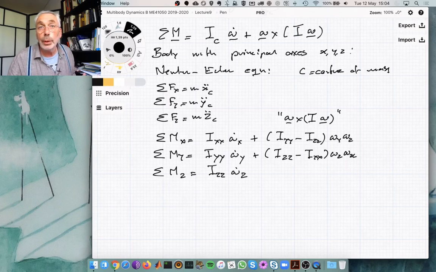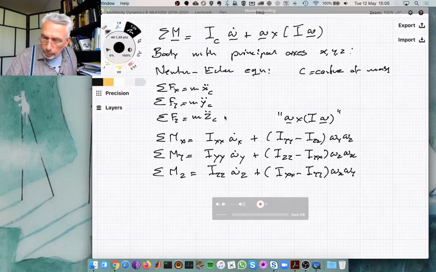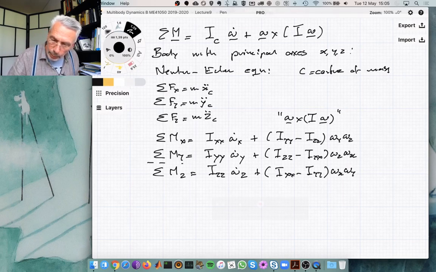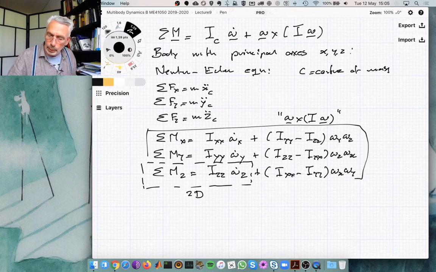We already know that from the two-dimensional case, but now we have to add Ixx minus Iyy times omega x omega y. And that's sort of interesting. This part we already know. That was the 2D case. And then the large part, of course, is the 3D case.